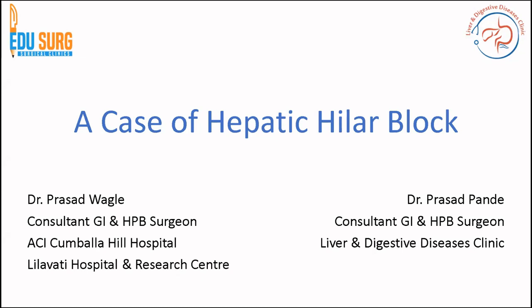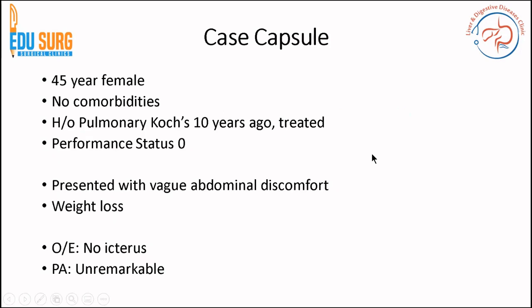Hello everyone. Today we'll be discussing a case of a hepatic hilar block. This was a 45-year-old female who had no comorbidities. She had pulmonary TB 10 years ago, which was treated adequately, and she had been asymptomatic since then. She had a good performance status, and her only symptoms presenting to us were vague abdominal discomfort and a bit of weight loss. Her examination was completely unremarkable.